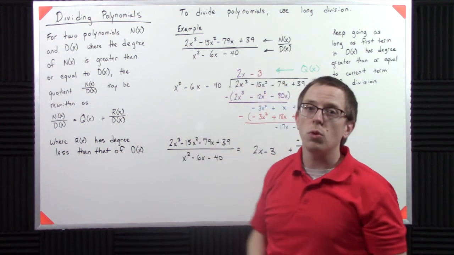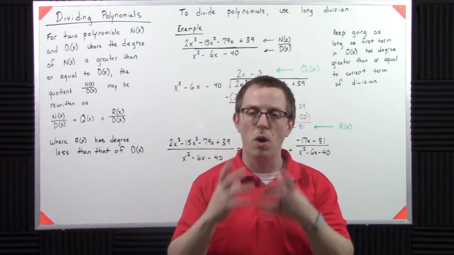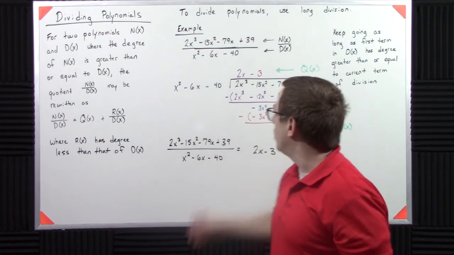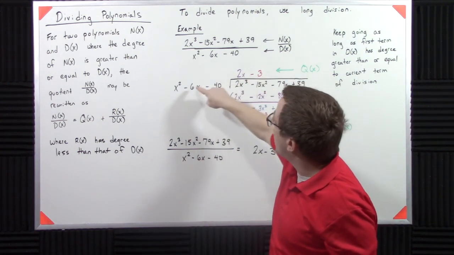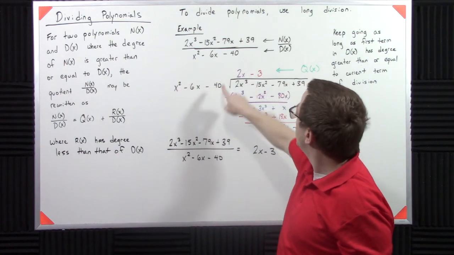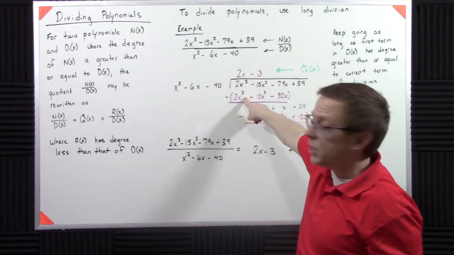So 2x. So once I've figured out what that monomial term is here, I take this and then multiply it by every term. So I multiply it by x squared to get 2x cubed.